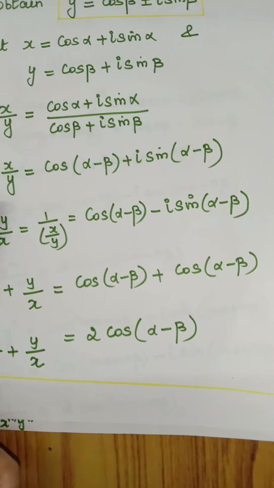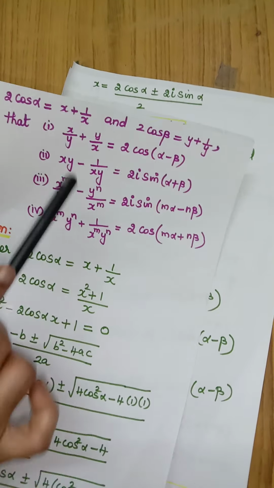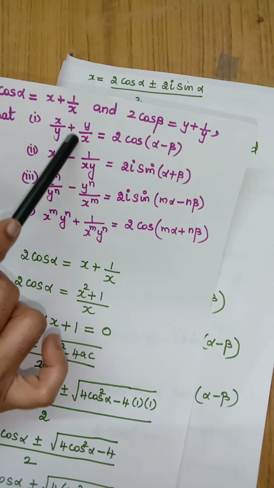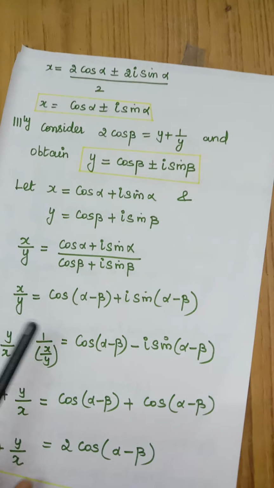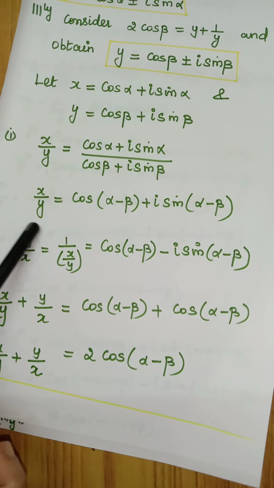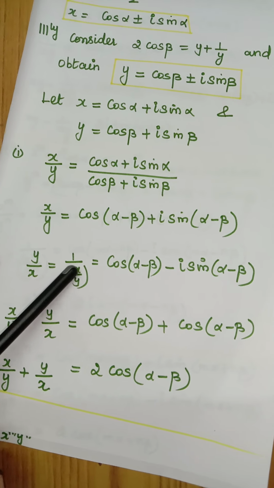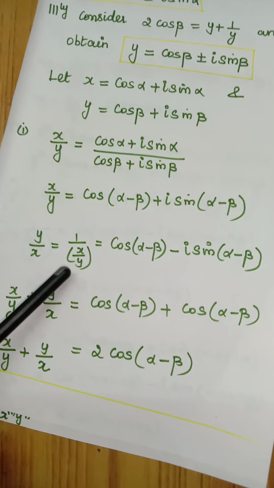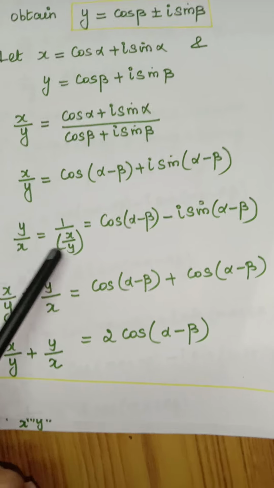So see the next one. In the question, x by y I have completed. Next I have to take y by x. So y by x is nothing but it's a reciprocal of x by y, 1 by x by y. How to find the reciprocal?